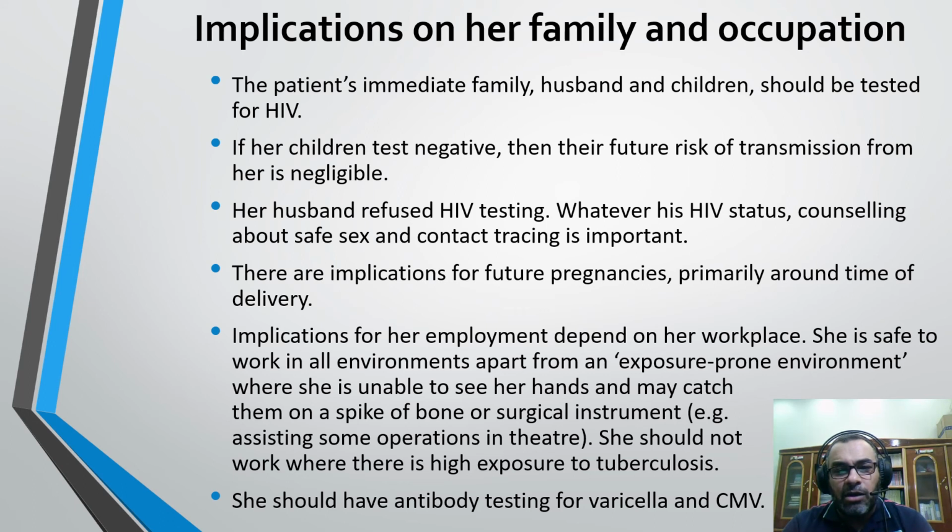Implications for her employment depend on her workplace. She is safe to work in all environments apart from an exposure-prone environment where she is unable to see her hand and may catch it on a spike of bone or surgical instrument, e.g. assisting some operations in theater. She should not work where there is high exposure to TB. She should have antibody testing for varicella and cytomegalovirus.